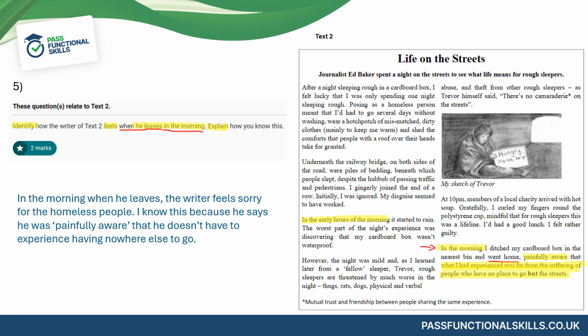So to answer this question, we kind of have to work out the meaning first, and then for the explain how you know this part of the answer, we need to tell the examiner which section of text we work that out from. So we can see here that the student has put in the morning when he leaves, the writer feels sorry for the homeless people. We could also say he feels sympathy, he feels sad for them, anything like that. And we know this because he says he was painfully aware that he doesn't have the experience of having nowhere else to go. So he's painfully aware of the difference in his life with the homeless people's lives. So for this question, he never actually says how he feels in the form of an emotion, but we need to read between the lines and work out the meaning based on what he does say.